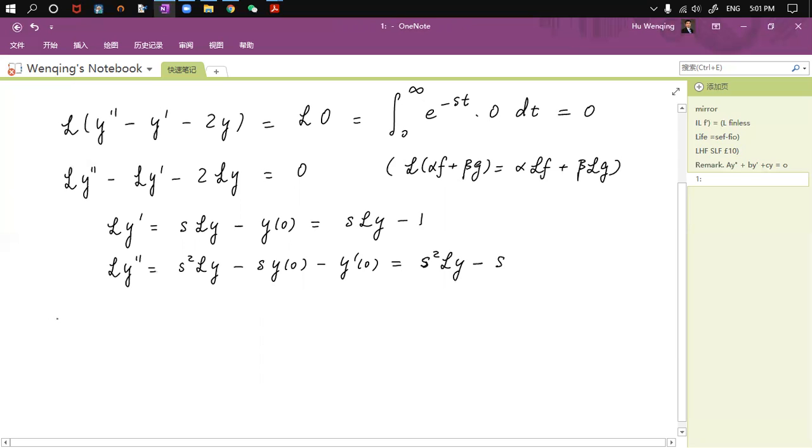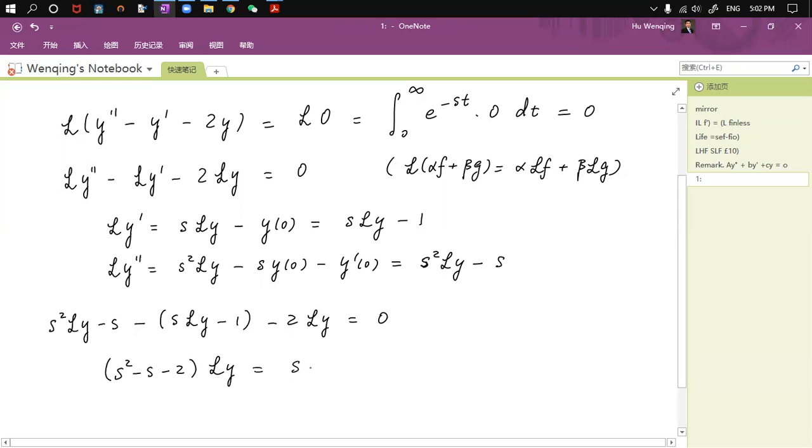So it means that s squared times the Laplace transform of y minus s, minus the Laplace transform of y prime, which is s times the Laplace transform of y minus 1, minus 2 times the Laplace transform of y, is equal to 0. Is that good for everybody? Now it means s squared minus s minus 2 times the Laplace transform of y is going to be s minus 1, because you have minus s and plus 1. So the Laplace transform of y is equal to s minus 1 over s squared minus s minus 2. That is how you calculate the Laplace transform of y.